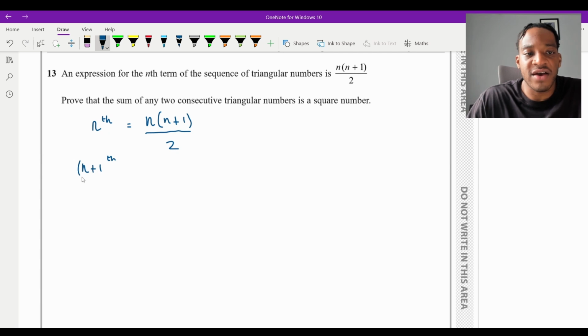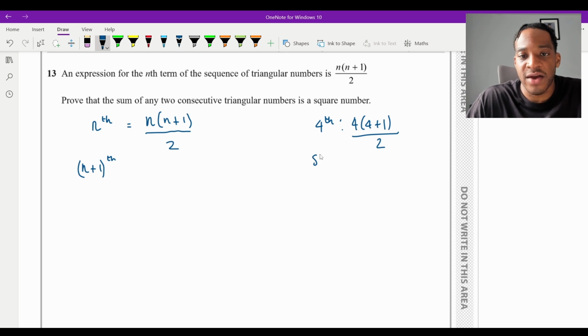Now, you've got to be very careful here. I'm just going to use actual numbers so you can see the pattern. For example, let's say I had the fourth term. Then I'm going to replace n with 4, so it'd be 4, and then 4 plus 1, all over 2. That'll be the fourth term. And then the one after it will be the fifth: 5, and then 5 plus 1, all over 2, and so on and so forth.